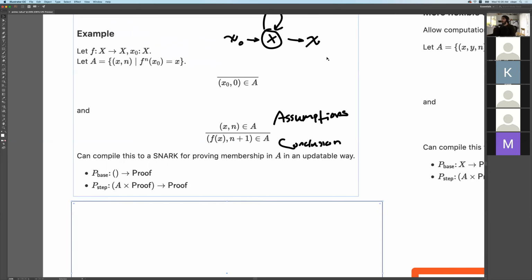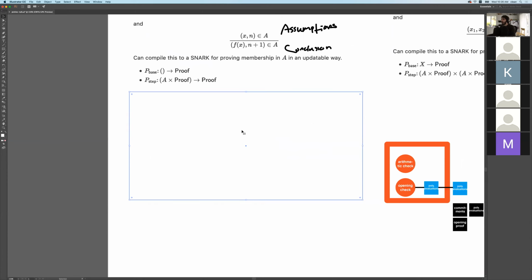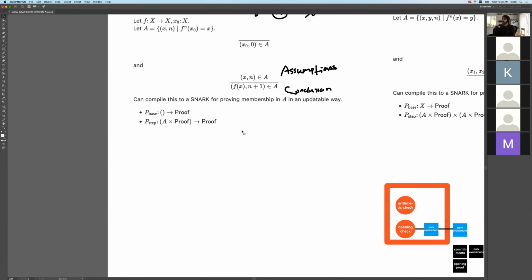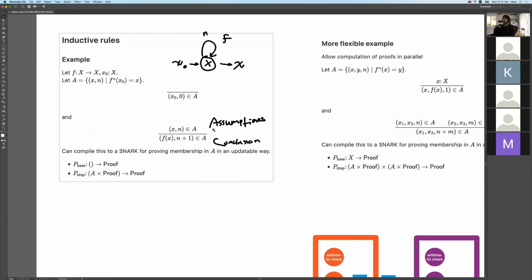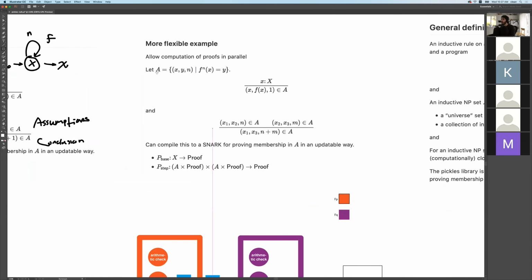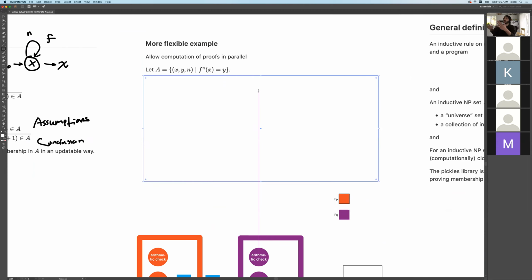So that's the general idea. Let's do one more example, and then we'll see how that actually works. It's not that complicated. Here's a more flexible example to give you an idea of the power of recursive SNARKs, and also the ease with which this formalism lets you describe the systems that we're interested in.